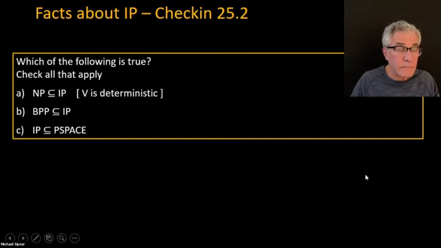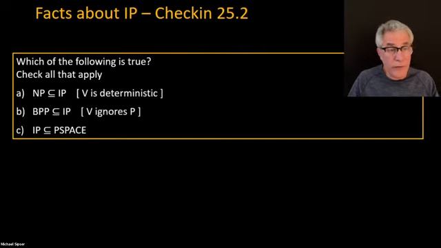Now, how about BPP? There you don't even need a prover because the verifier is already probabilistic. So the verifier can ignore the prover.